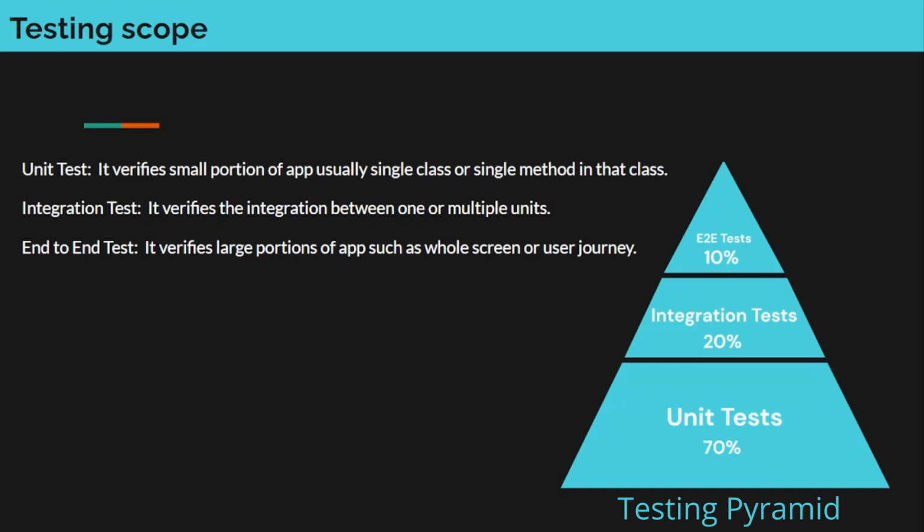End-to-end tests cover a large portion of an app. Example, a whole screen or a user journey. It has a higher fidelity rate. Fidelity rate typically determines how close our test is to real-world production. It also comes with the cost of higher test execution time. We need to find some balance somewhere in between.